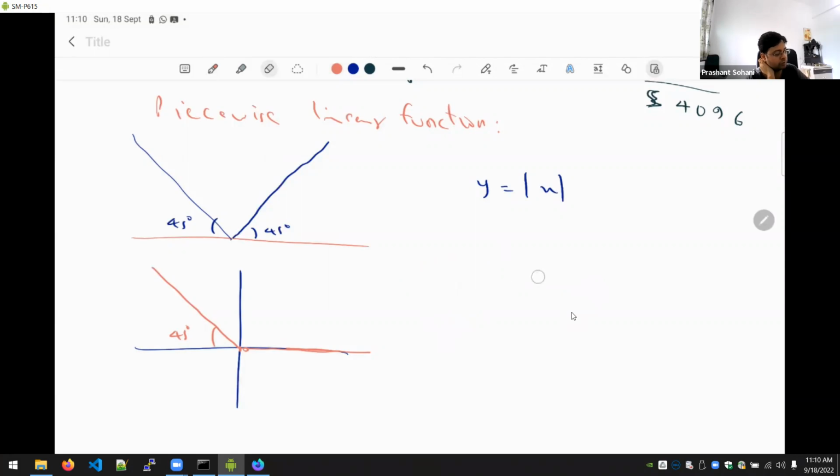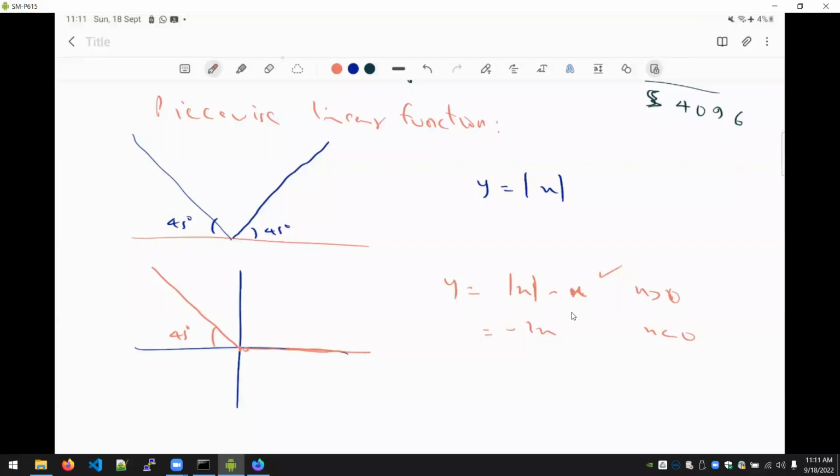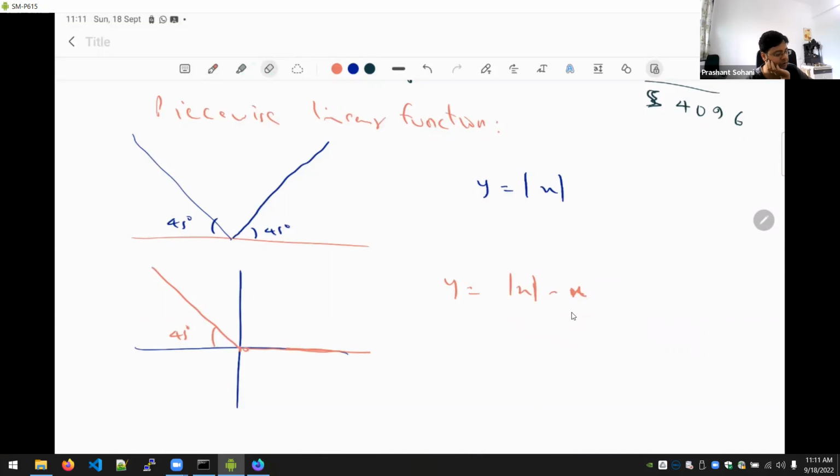What happens for mod x minus x if you consider y equal to mod x minus x? The greater than zero case is satisfied correctly by this function, right? For x less than zero, what is the value of this? Mod x will be minus x, so this will be minus 2x. So the slope of the line will not be 45 degrees. So what should we do? Divide by 2. Yes, correct. So the right answer is mod x minus x, half of this.